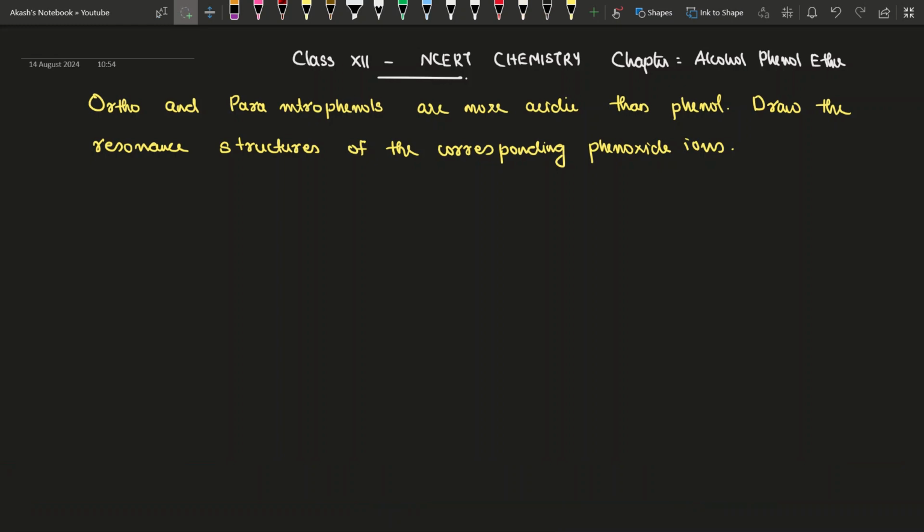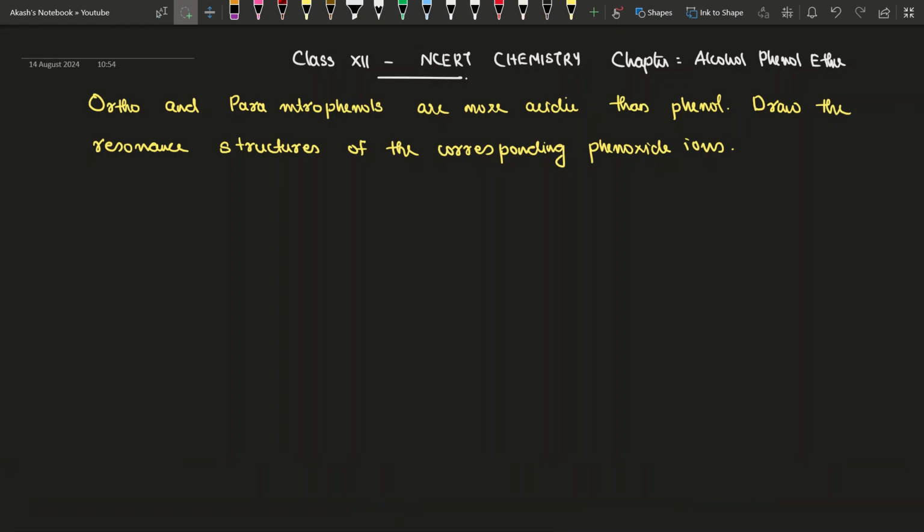In the textbook, Organic Chemistry part, in the chapter Alcohol, Phenol and Ether. The question is, ortho and para nitrophenols are more acidic than phenol. Draw the resonance structure of the corresponding phenoxide ion. So they're asking why ortho and para nitrophenols are more acidic than phenol. We need to establish our answer by using the resonating structures of the corresponding phenoxide ion.